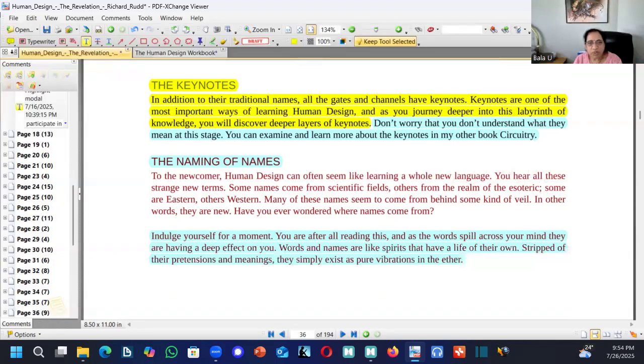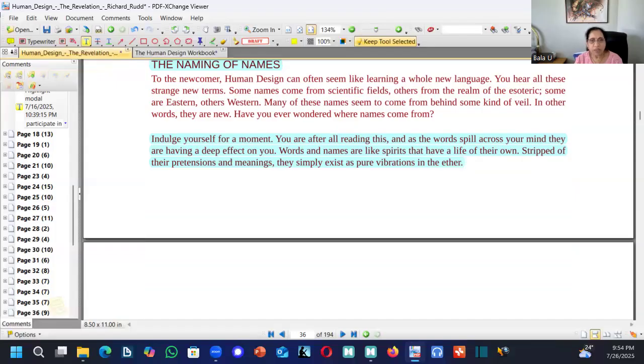The naming of names. To the newcomer, Human Design can often seem like learning a whole new language. You hear all these strange new terms. Some names come from scientific fields, others from the realm of the esoteric, some are Eastern, others Western. Many of these names seem to come from behind some kind of veil. In other words, they are new. Have you ever wondered where names come from? Indulge yourself for a moment. Now recall what we learned in Your Soul Contract Decoded.